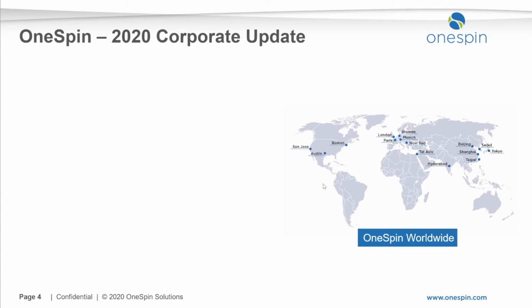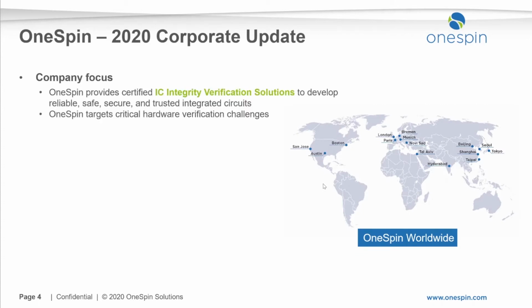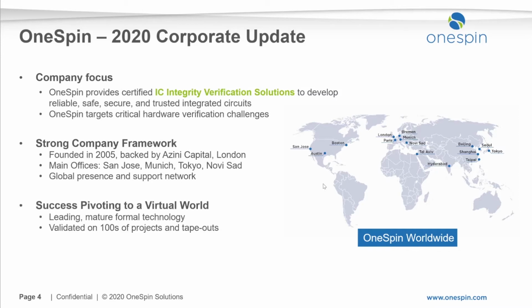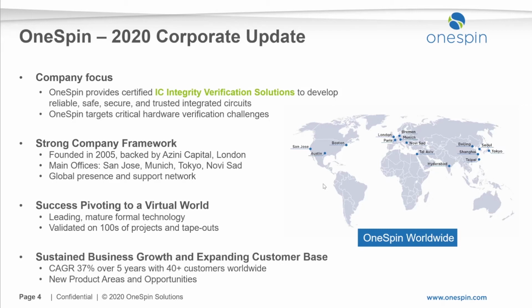So a little bit about OneSpin. As a company, we have a focus on IC integrity verification solutions, where we help our customers develop reliable, safe, secure, and trusted integrated circuits. Most of the challenges we target are critical verification challenges. We have been around since 2005 with a worldwide presence and a growing team, and our technology is extremely mature and has been validated on hundreds of different projects and tapeouts. We also have a very steady growth and an increase in the number of customers worldwide, and we always like to explore new product areas and opportunities.